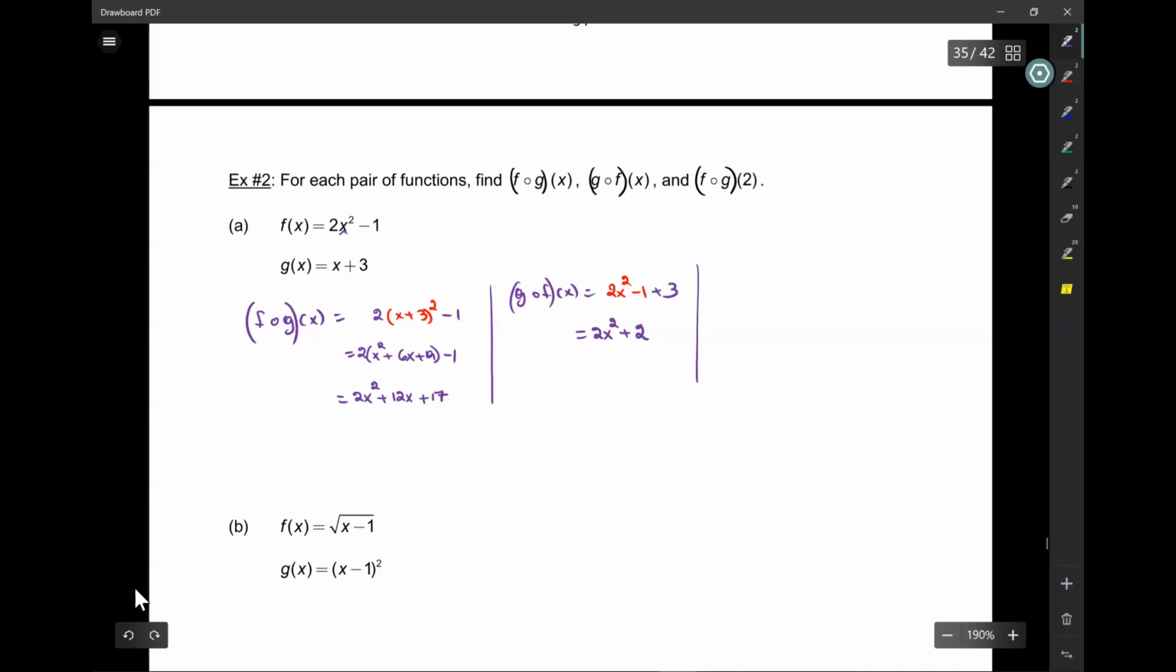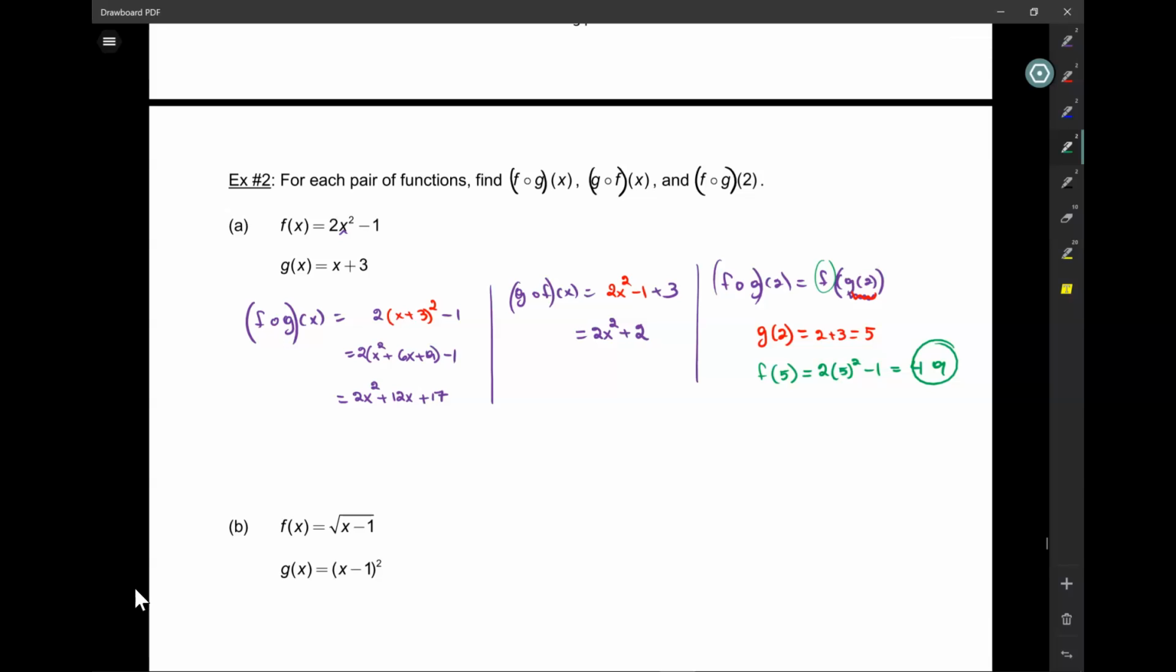Okay. Now, for the ones with the values in there, it's f of g of 2, right? If you think about it in the other notation, f of g of 2, I like to start with the inside here. What's g of 2? Because that's the inside. So g of 2 is 2 plus 3, 5. Then go out and then do f of 5. F of 5, I'm sorry: 2 times 5 squared minus 1, 49. Right. You take what you got from g, 5, and you put it in here.